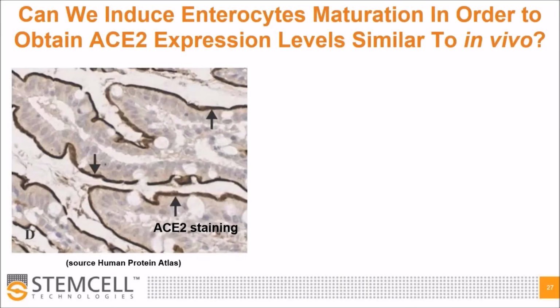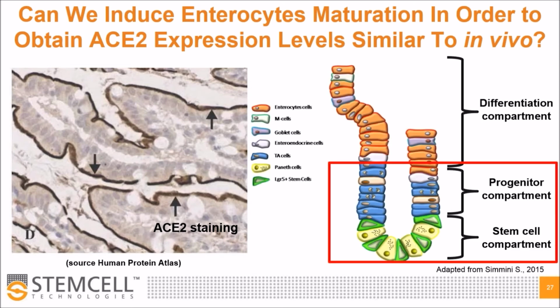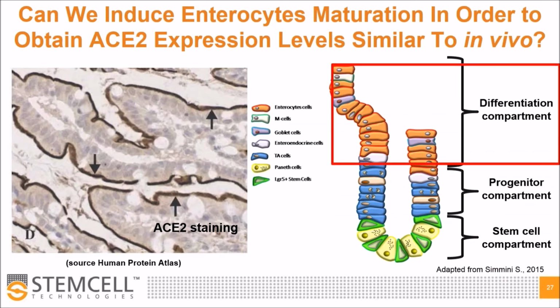So we know that ACE2 is very highly expressed indeed in the villi region of the intestinal epithelium. And we asked the question whether we could establish culture conditions to trigger the differentiation and the maturation of this progenitor into more matured enterocytes in order to obtain ACE2 expression levels similar to in vivo.